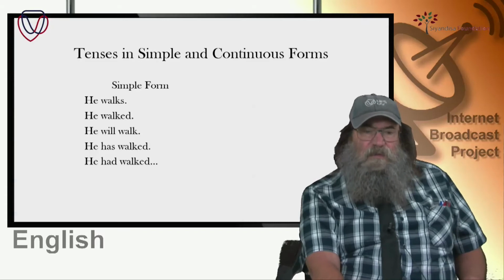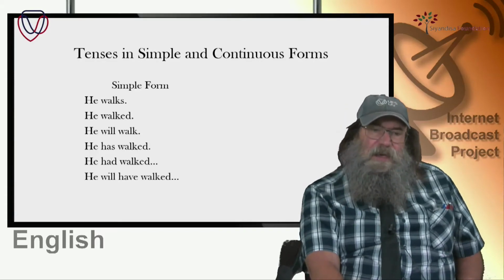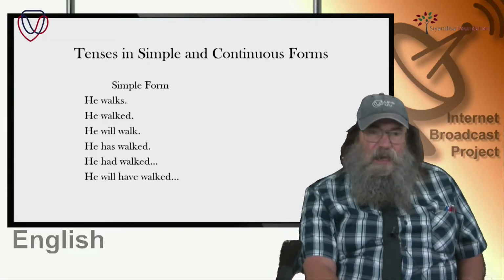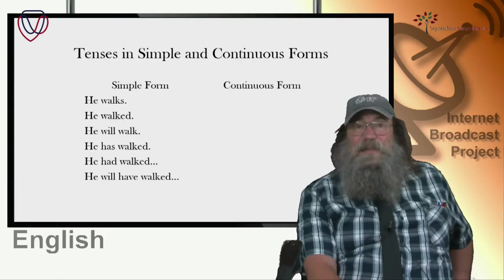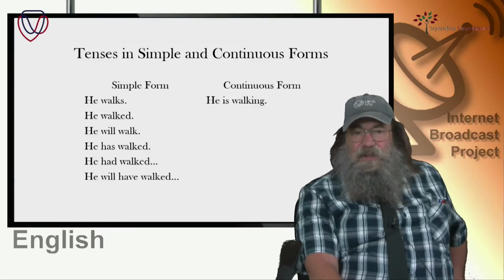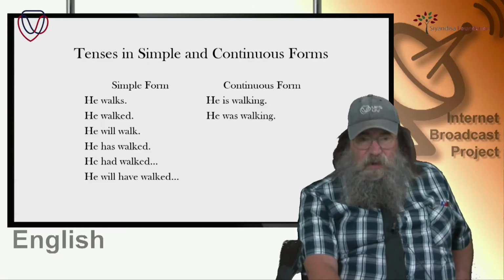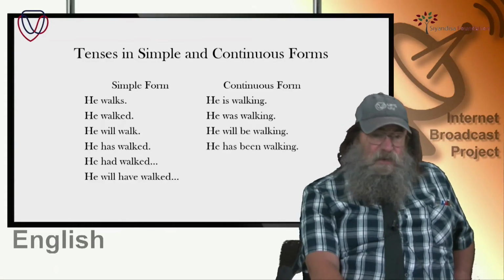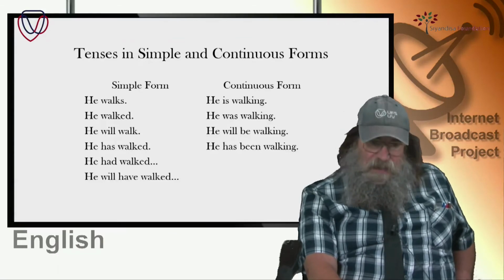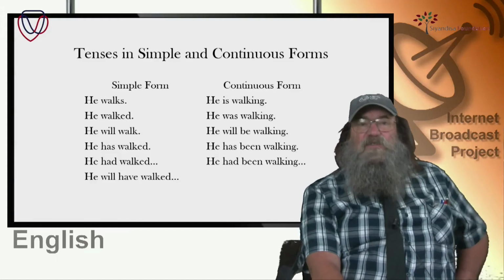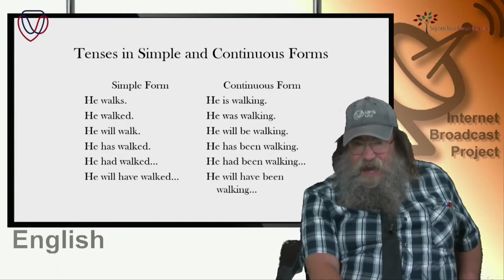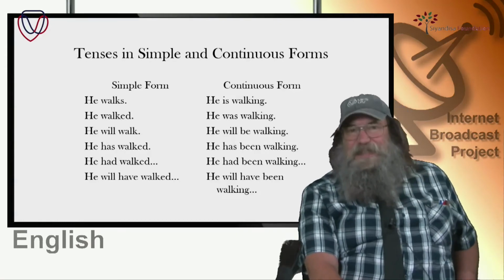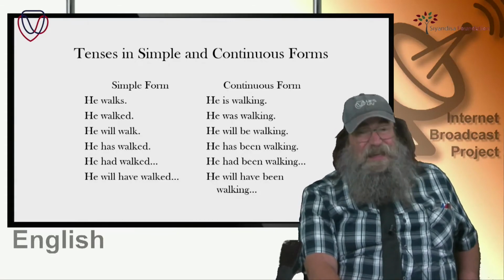The simple form of the past perfect tense, and here we have the simple form of the future perfect tense. Now we go to the continuous form, and I've kindly put it right next door. The continuous form of the present tense, the continuous form of the past tense, the continuous form of the future tense, the continuous form of the perfect tense, the continuous form of the past perfect tense, and the continuous form of the future perfect tense. Okay, isn't English lovely and uncomplicated? No, it's not. It is complicated.